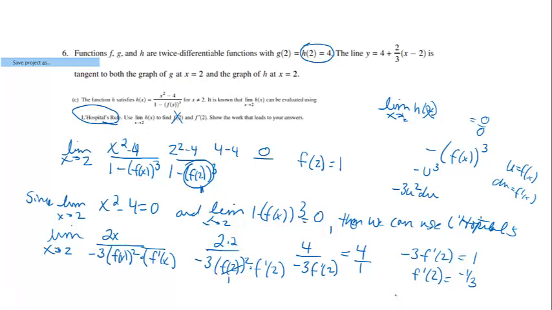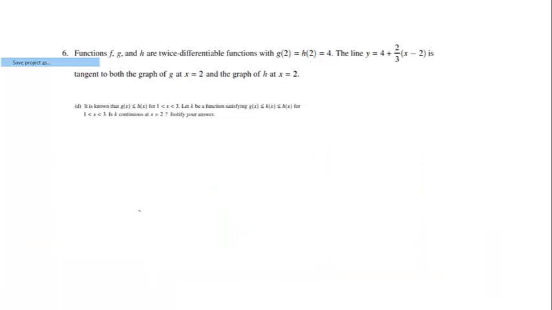This one was worth actually 4 points. If we found what f of 2 was, we'd get a point. If somewhere in here you said that you knew the limit has to equal 4 at some point in time, you're going to get a point. If you use L'Hopital's rule, you're going to get a point. And then if you're able to find what f prime of 2 is equal to, you are going to get that next point.